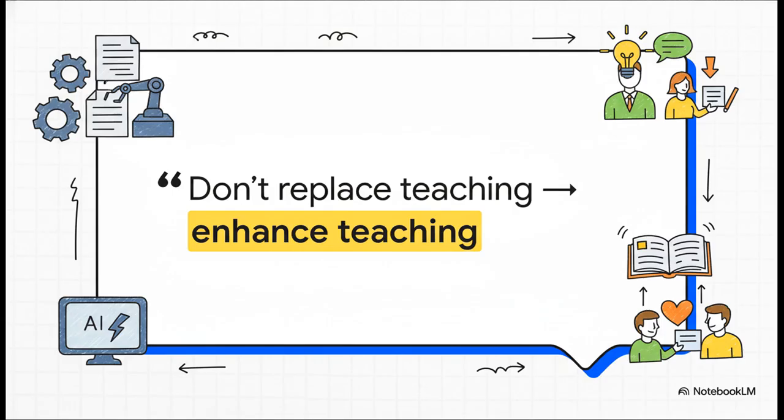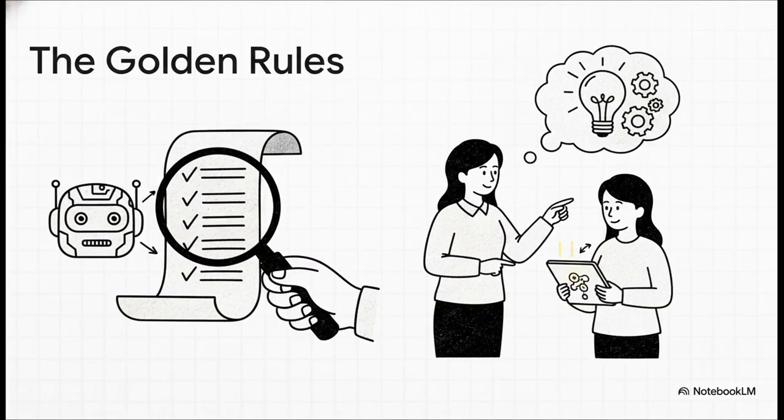These tools should be handling the repetitive, time-consuming tasks so that you have more energy for the human stuff, to connect, to inspire, and to guide your students. So, what does that mean in practice? Well, there are two golden rules. First, always, always review and fact-check anything an AI generates. It's your partner, not an oracle.